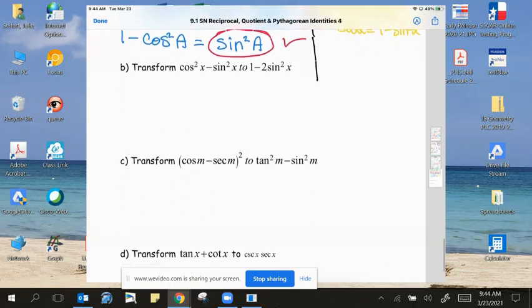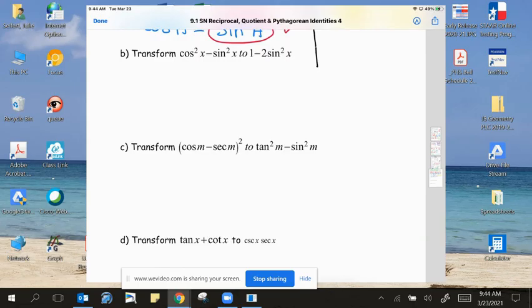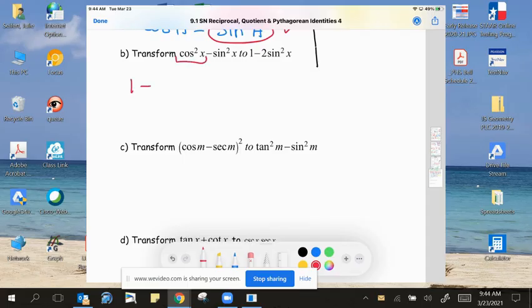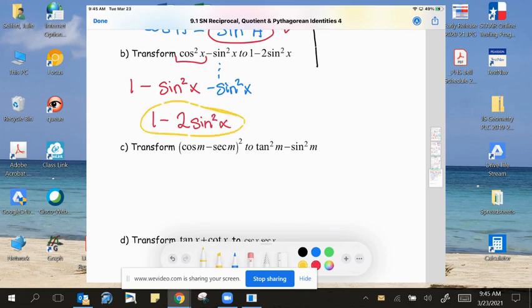So looking at part B, we have cosine squared x minus sine squared x, not a plus. And we're transforming that into 1 minus 2 sine squared x. So the left side has a cosine and a sine. The right side only has sines. So I'm going to take this cosine squared x, write it as 1 minus sine squared x. Then there was still a minus sine squared x on that side. And now we're going to combine like terms. Minus sine squared x minus sine squared x is 1 minus 2 sine squared x. And this is what we were asked to prove was equivalent. Because the right-hand side of the original problem only had sines, no cosines, we converted that cosine squared x into an expression with sine squared x.